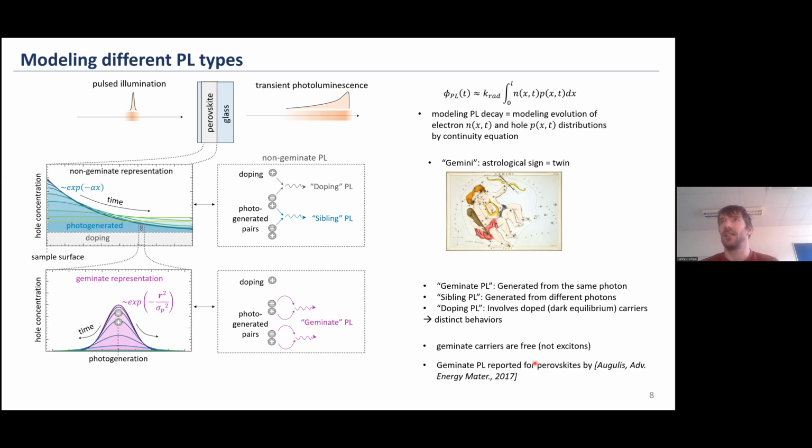And there are actually very few reports. I actually just found one. So if someone knows others, you can send me a notice, but I just found one report on this geminate PL in lead perovskites, actually.